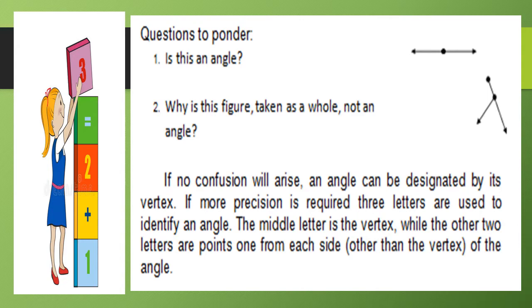For question number 1, is this an angle? Of course it is, because the two rays collide or they share a common endpoint. The second question, why is this figure taken as a whole not an angle? It is because it consists of a line segment.